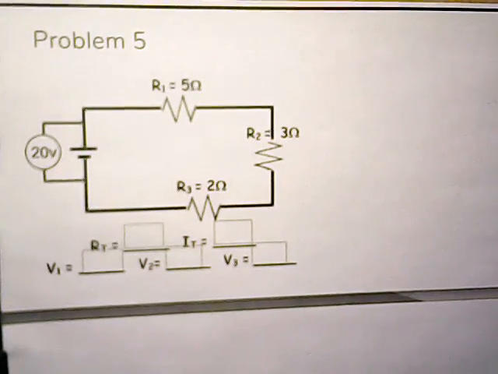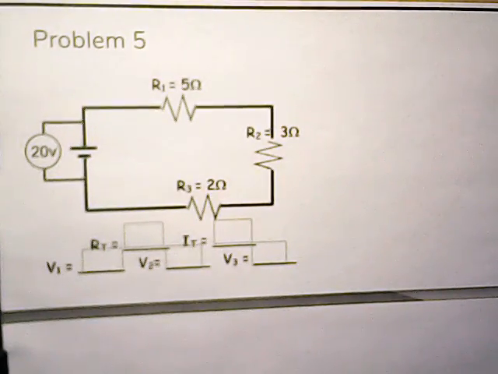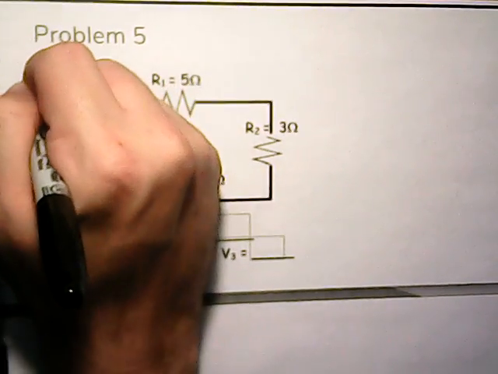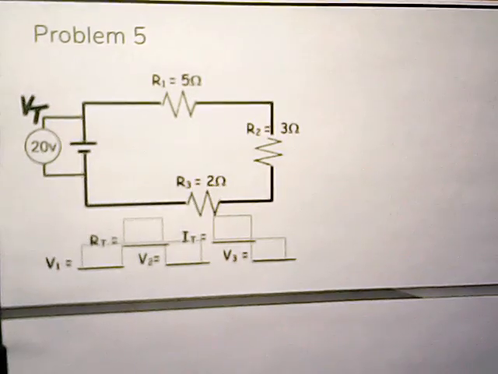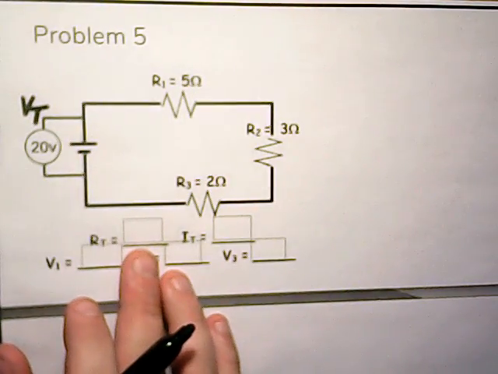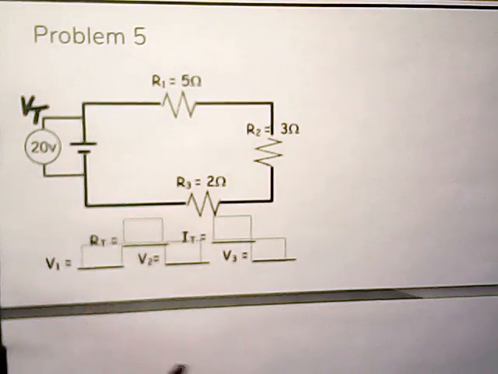Okay, so for problem number 5, we're going to use the same strategy as before. V equals IR. The total voltage is equal to V1 plus V2 plus V3, and the total resistance is going to be R1 plus R2 plus R3. So given here, this voltage across the battery is going to be our total voltage. We don't know the current across any of this, so we're going to go through in steps.